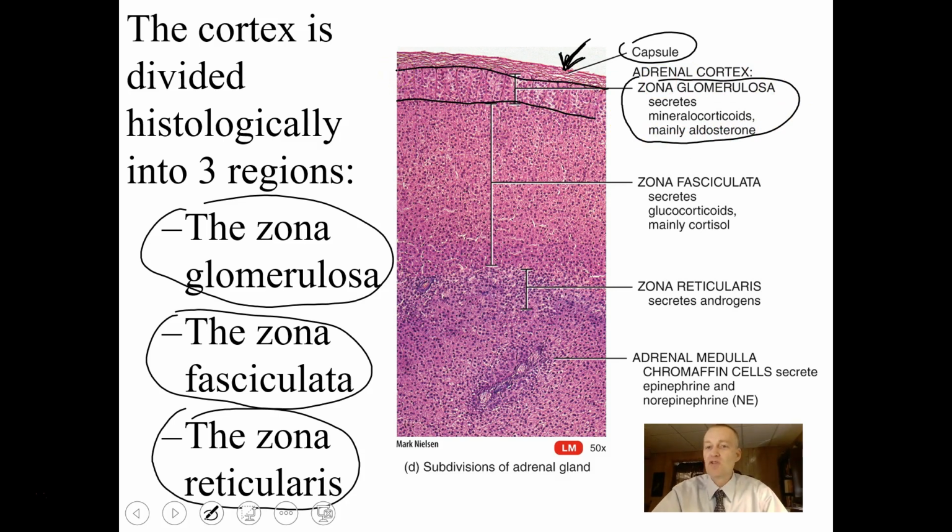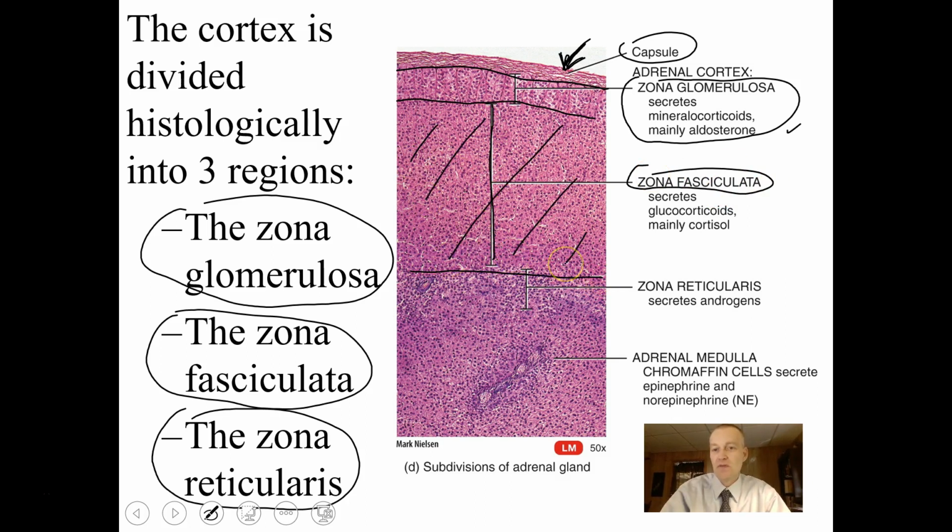And this is going to secrete some hormones called mineralocorticoids. Specifically, the one we'll talk about will be aldosterone. You can see the zona fasciculata is this zone right here. And this is going to secrete things we call glucocorticoids, mainly the hormone called cortisol. The zona reticularis is this little zone right in here. And it's going to be secreting what we call the androgens.